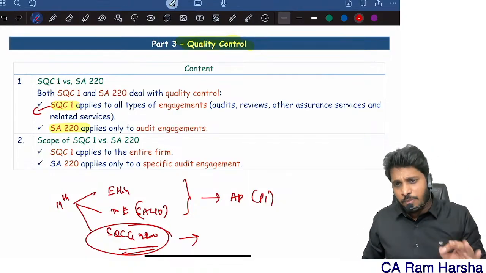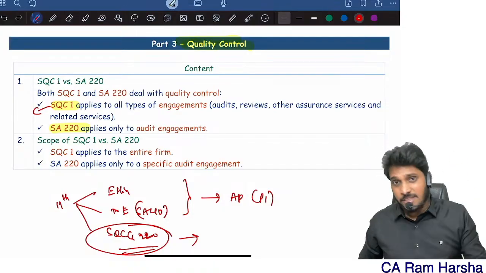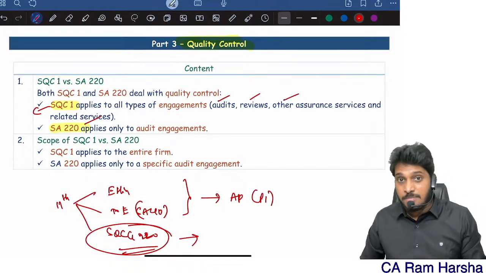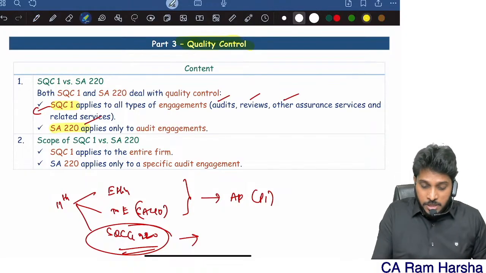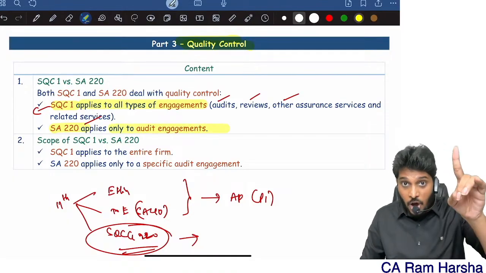Where the firm is providing audit services, assurance, related services, review, anything. The firm might be providing audit, review, other assurance and related services, doesn't matter. It is applicable for the firms. So SQC is applicable for all types of engagements, whereas 220 is only applicable for audit engagements.